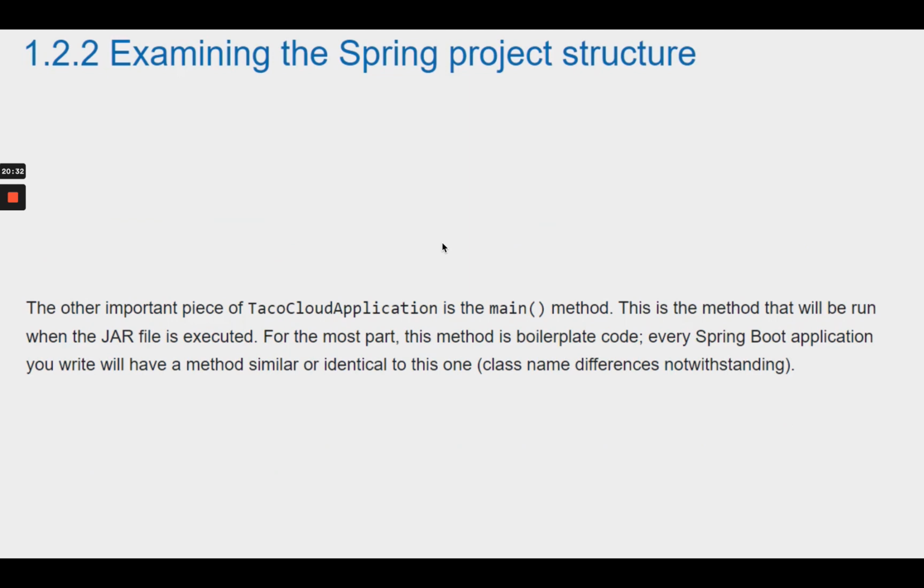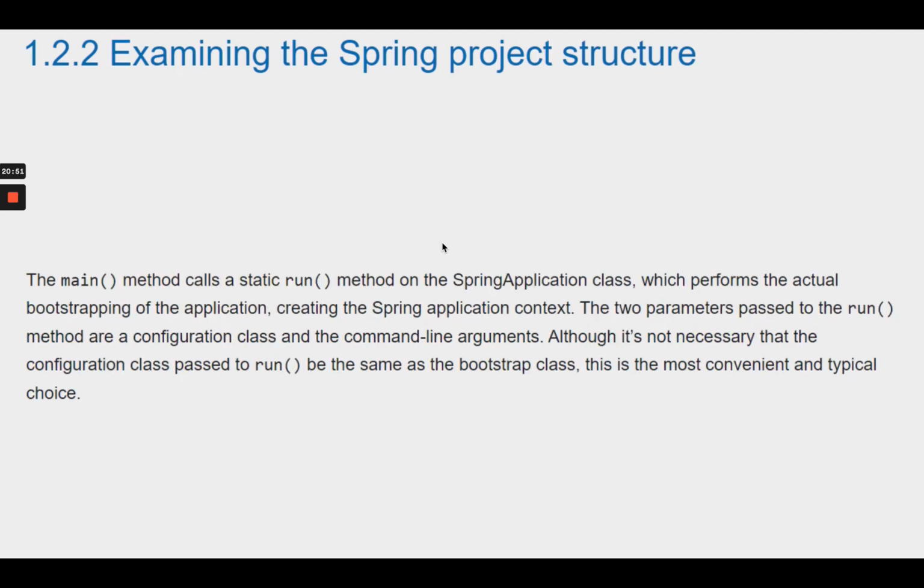The other important piece of TacoCloudApplication is the main method. This is the method that will be run when the jar file is executed. For the most part, this method is boilerplate code. Every Spring Boot application you write will have a method similar or identical to this one, class name differences notwithstanding. The main method calls a static run method on the SpringApplication class, which performs the actual bootstrapping of the application, creating the Spring application context.